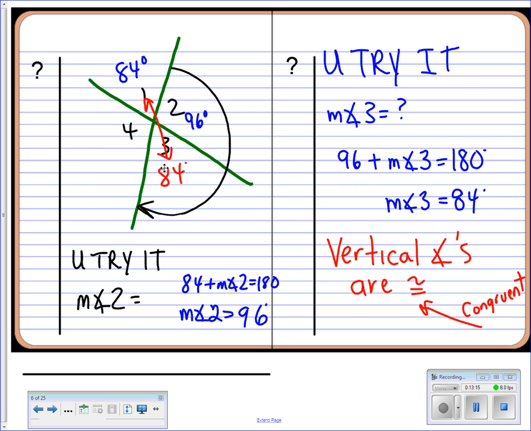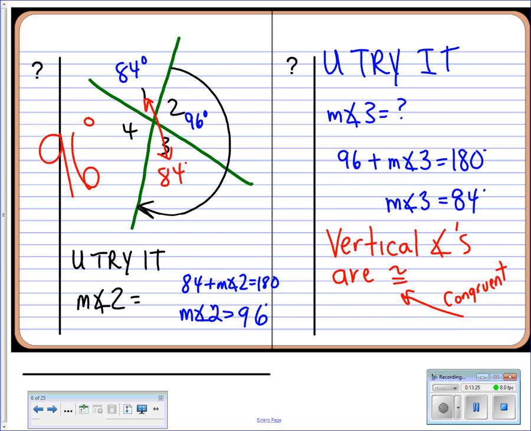Now from this idea, can you calculate what the measure of angle 4 is without any calculations? Put me on pause and come back and see if you get it right. And that's a big fat 96 degrees. We got it. Hopefully you did.